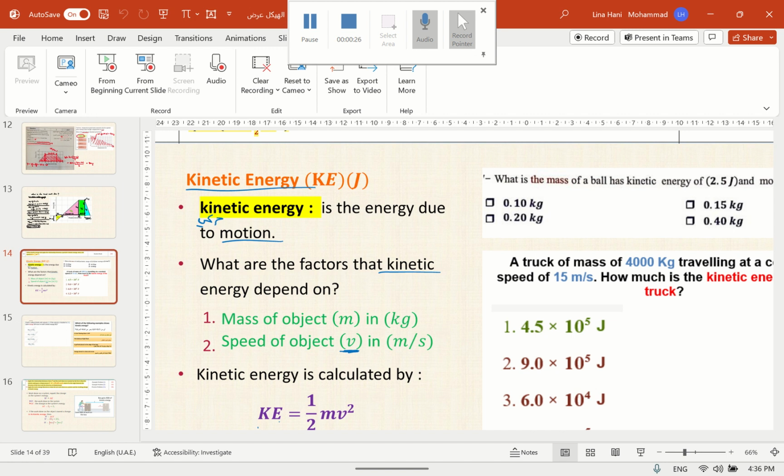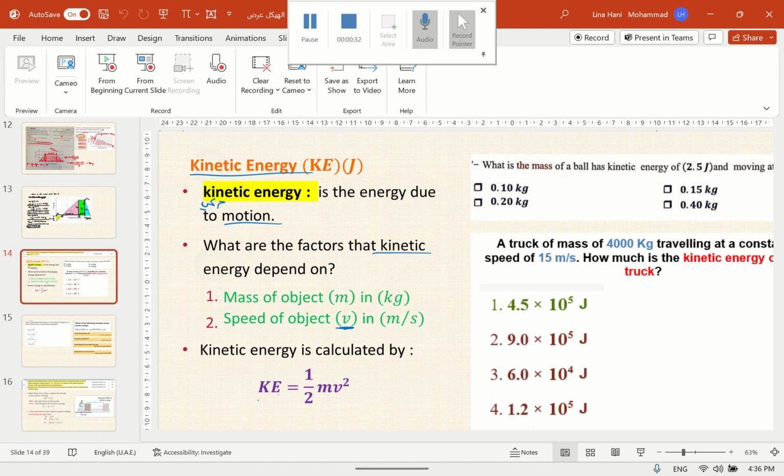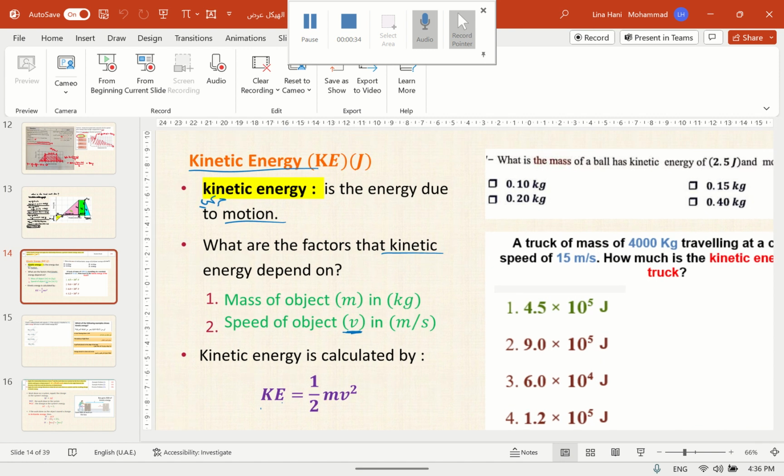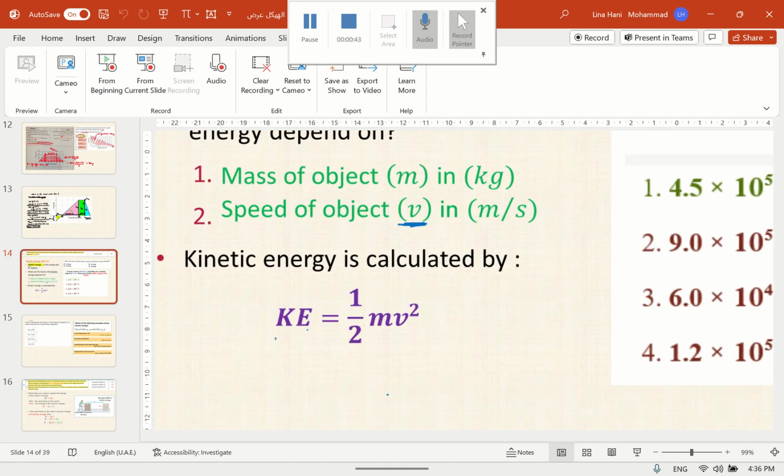If an object is in motion, it has kinetic energy. Now, the factors that kinetic energy depends on are the mass of the object and the speed of the object. You can see the factors in the equation.